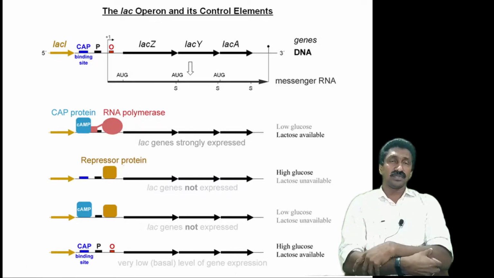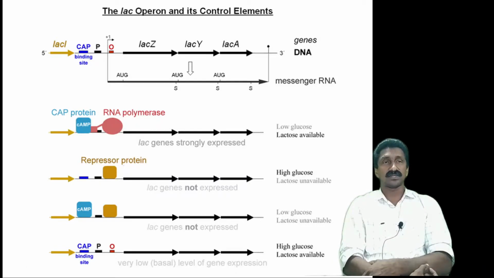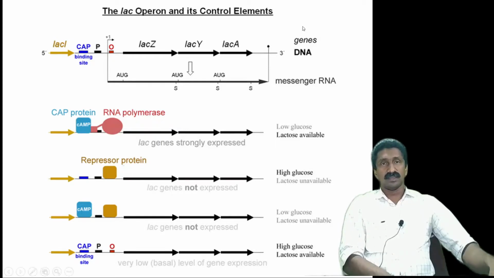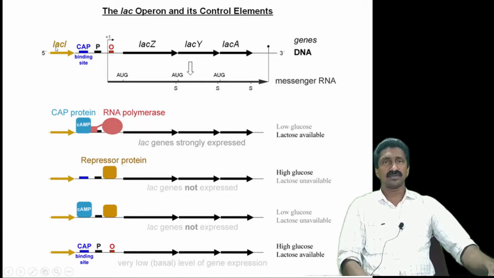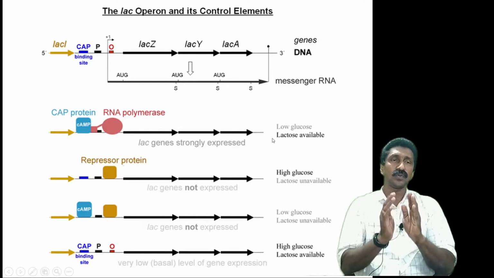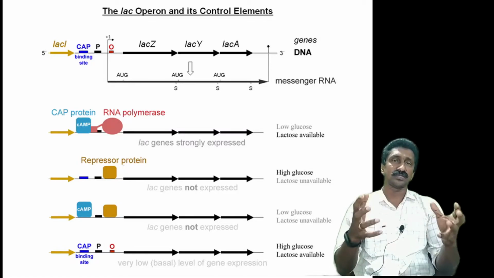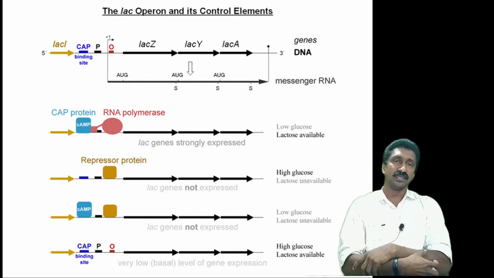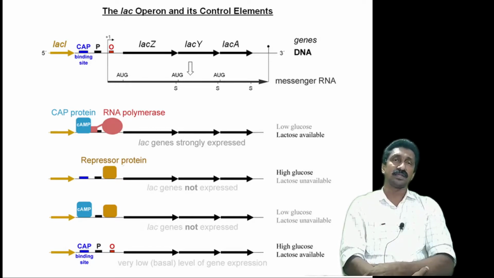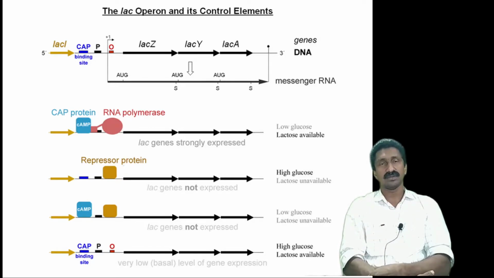Now when we come to the details of this regulation, this is the same structure that is shown: the lac I gene, the CAP binding site in the promoter region, the promoter, the operator, and the three structural genes. Now we have to understand four different conditions in the lac operon. If you understand the four different conditions and how the system is well regulated, it will give you a better understanding of the mechanisms of positive and negative regulation.